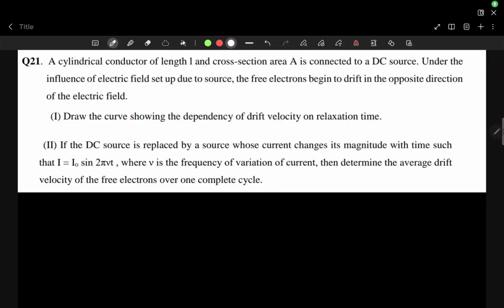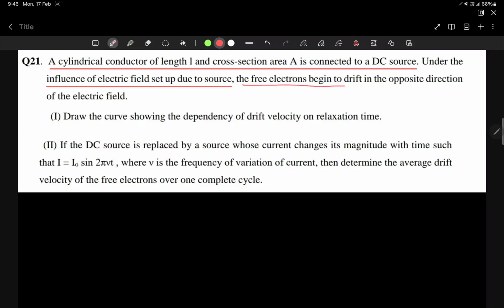So our question number 21 is asking: a cylindrical conductor of length L and cross-sectional area A is connected to a DC source. Under the influence of the electric field set up due to the source, the free electrons begin to drift in the opposite direction of the electric field. Yes, it is true. So draw the curve showing the dependency of drift velocity on relaxation time.